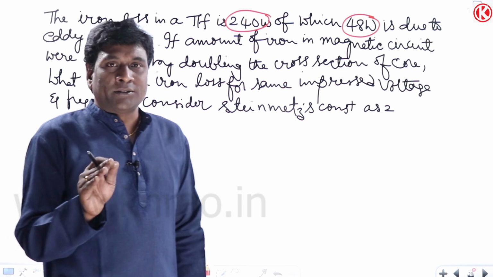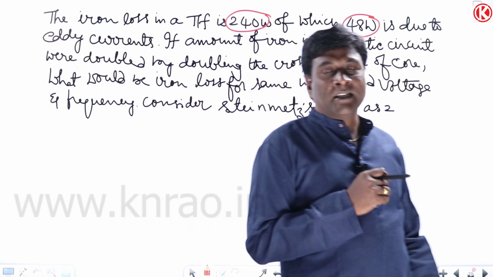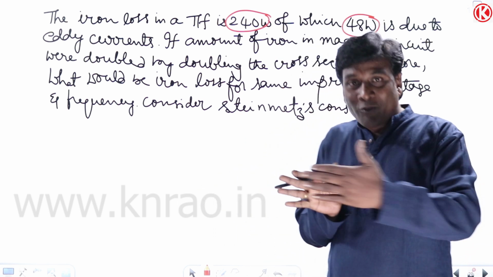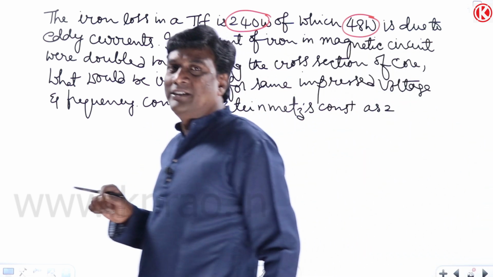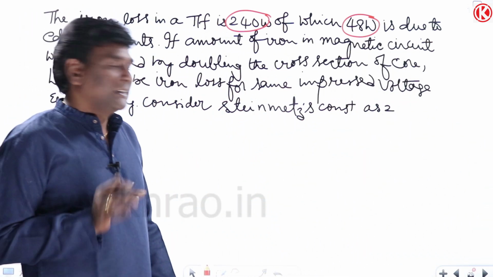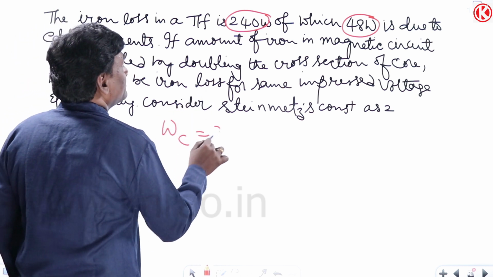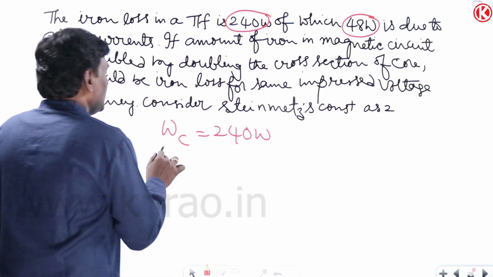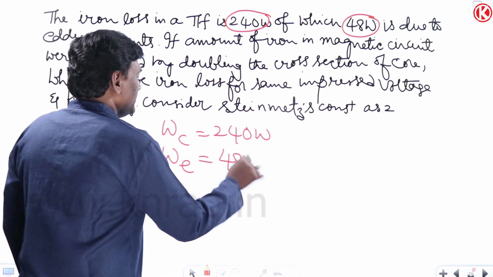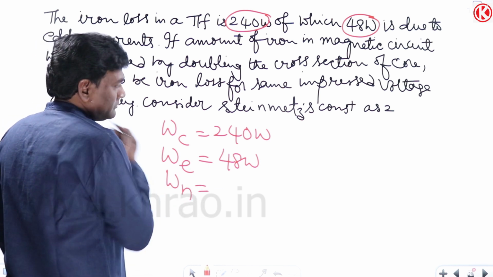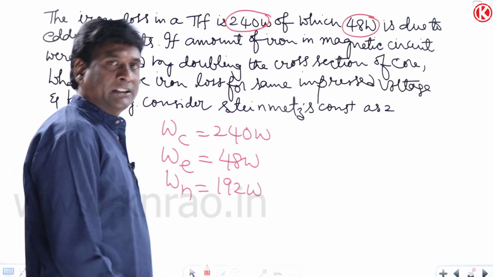First of all, we have to focus on whether this is a design engineer problem or an operating engineer problem. They are saying clearly the area of cross section of the core is getting increased. When the area of cross section of the core is increased, obviously it should be a design problem. Now see here, the total core loss is 240 watt, the eddy current loss is 48 watt, and the hysteresis loss is 192. Done in the first case.